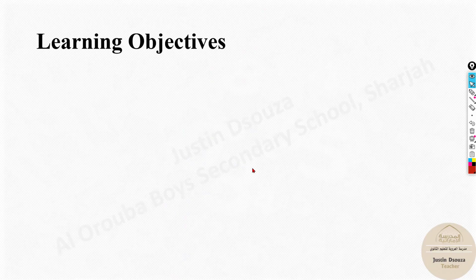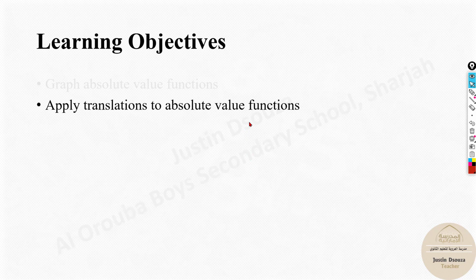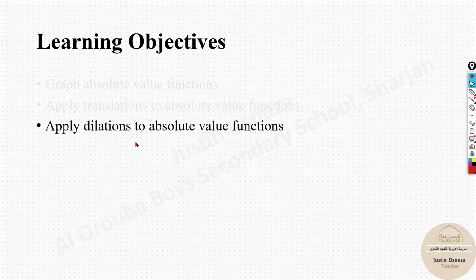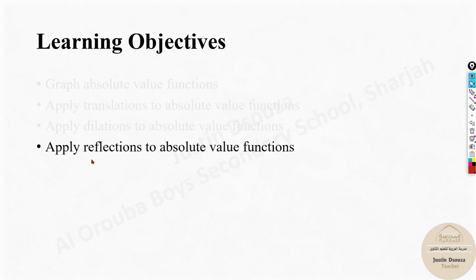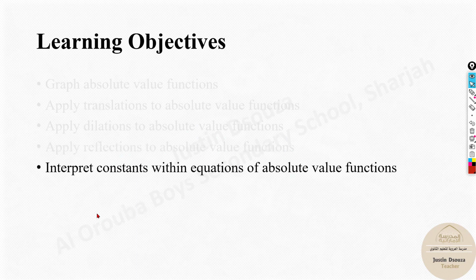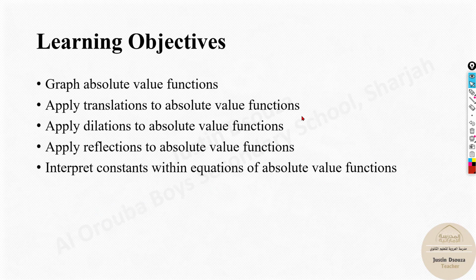Now then, the learning objectives of this lesson are: graph absolute value functions, apply translations to absolute value functions, apply dilations to absolute value functions, then reflections to the absolute value functions, and lastly, interpret constants within equations of absolute value functions. There are plenty of objectives. We will cover each one of them in this video. There are many problems in this.